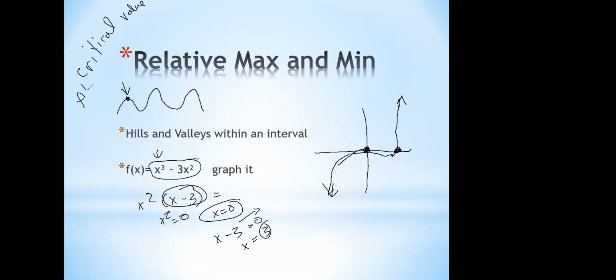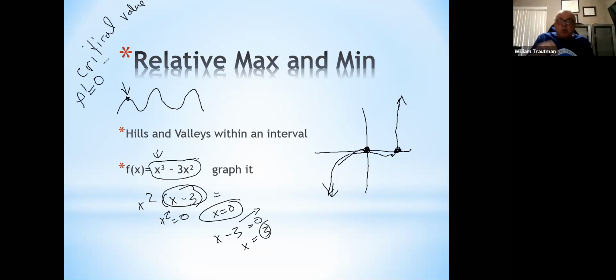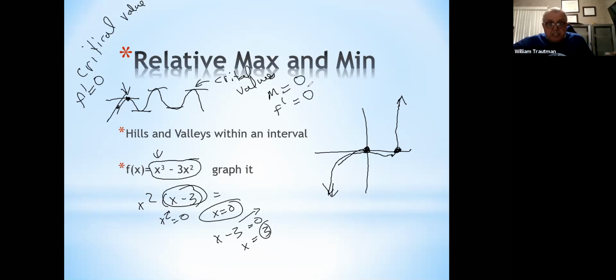Critical values are when the first derivative equals zero. Right? I mean, look at the slope. When the slope equals zero, right? The slope at a peak is zero, it's a horizontal line. The slopes at all these peaks are horizontal lines. We call them critical values. So critical values are when your slope is zero, when your first derivative equals zero. So that's kind of important.